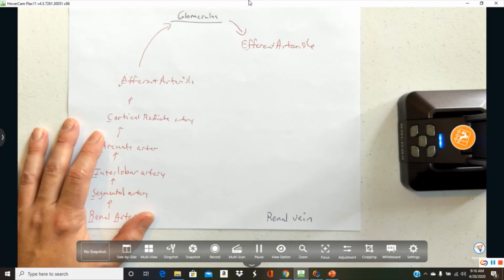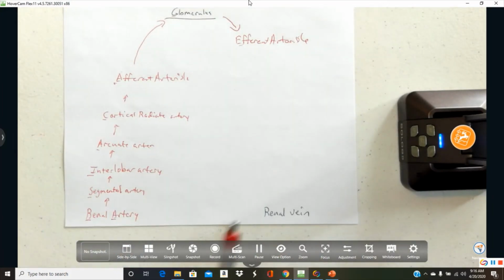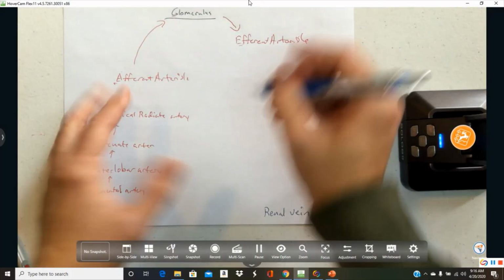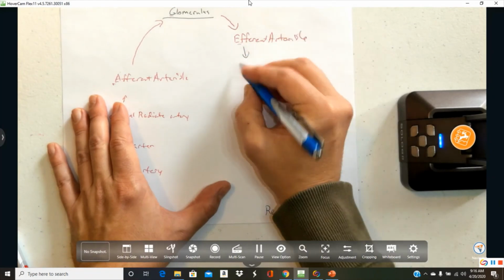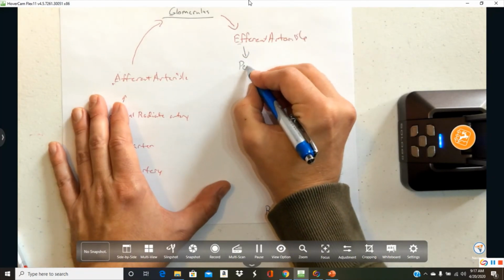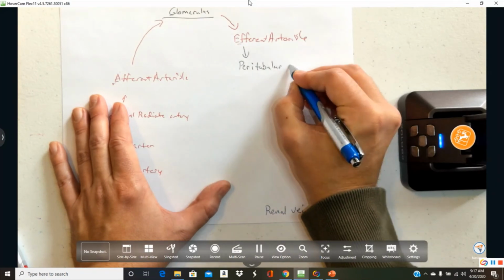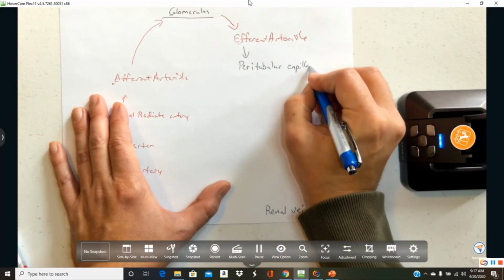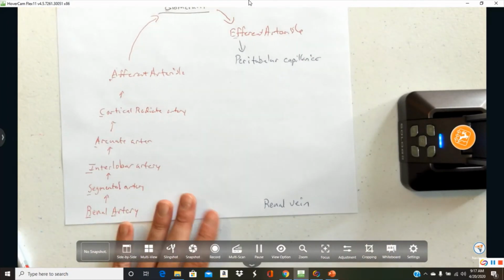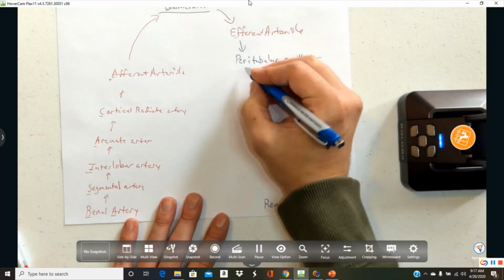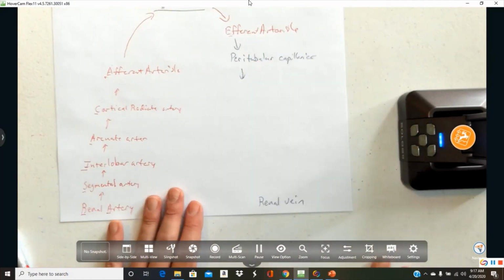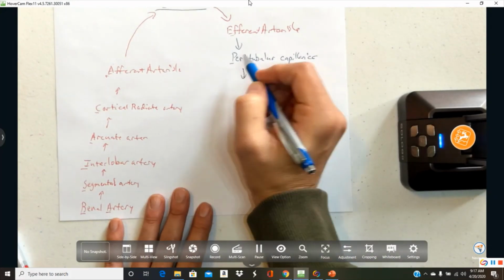So Ren and Stimpy in a cage. Okay, now play. What do they play? Peritubular capillaries. And I'm going to go ahead and just change the blue here. Peritubular capillaries. Ren and Stimpy in a cage.